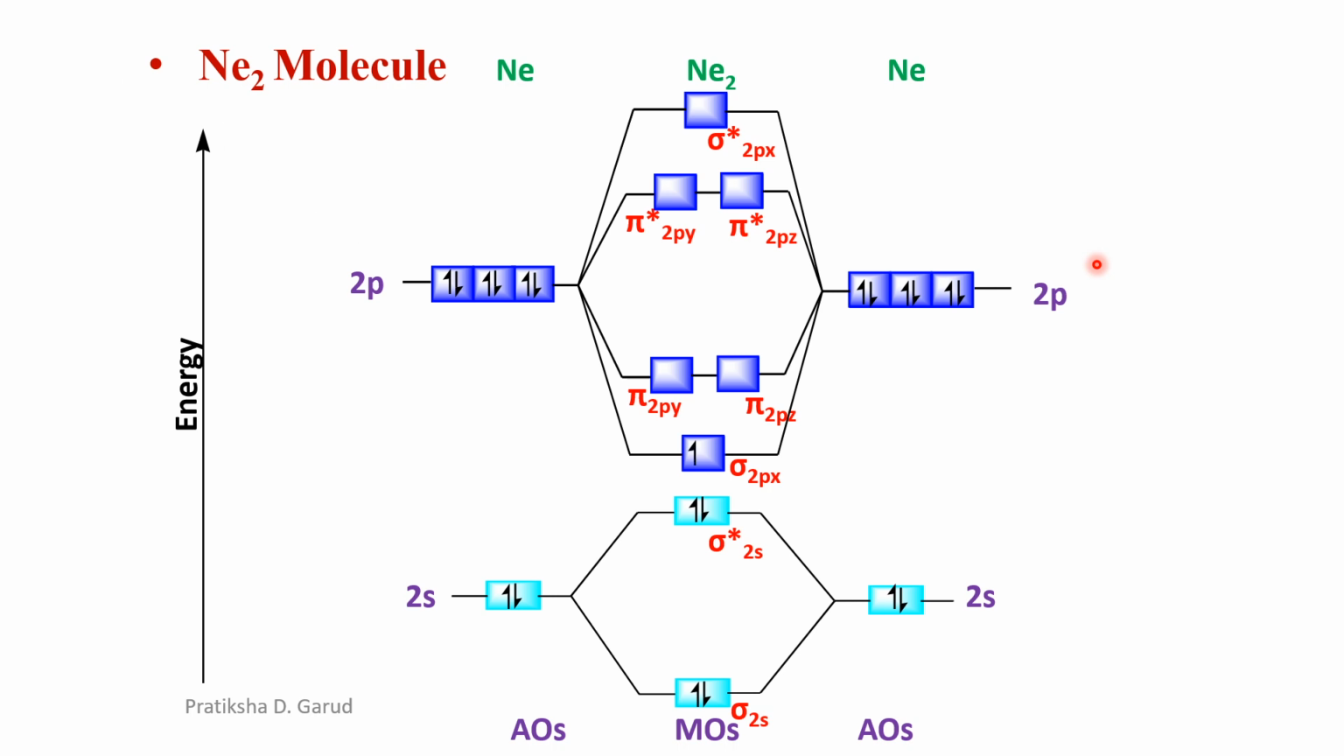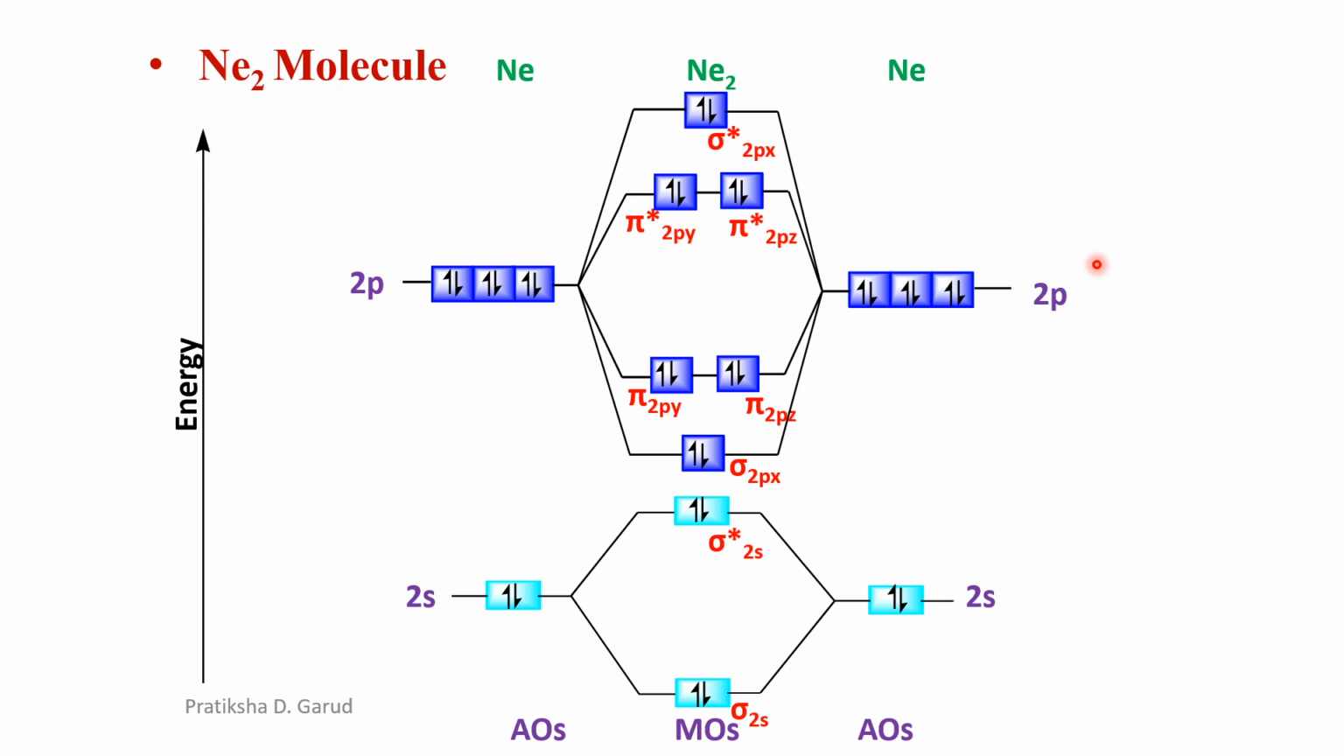First of all, they move into the sigma 2px, again in the sigma 2px, then pi 2py, pi 2pz with parallel spin. Then paired pi 2py, again pi 2pz. Then pi asterisk 2py, pi asterisk 2pz, parallel spin. Again pi asterisk 2py and pi asterisk 2pz. And finally, the remaining 2 electrons move to the sigma asterisk 2px. So this is the filling of electrons in the MO energy level diagram for the neon molecule. That means all the molecular orbitals are filled by the electrons.